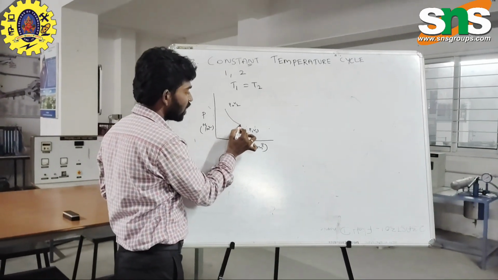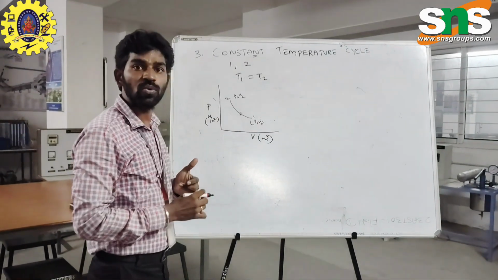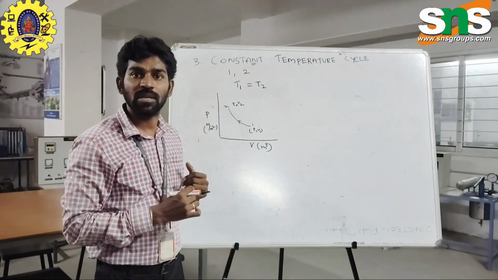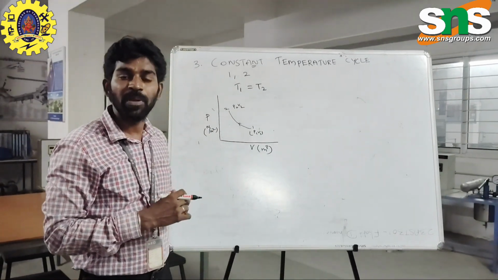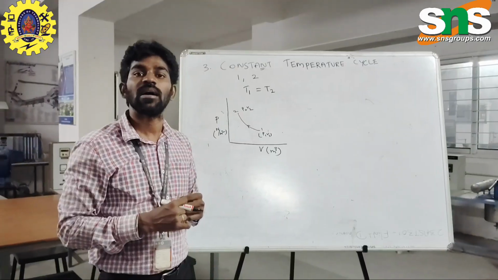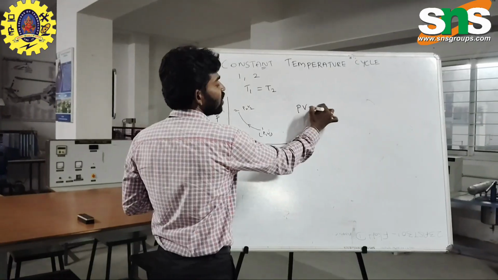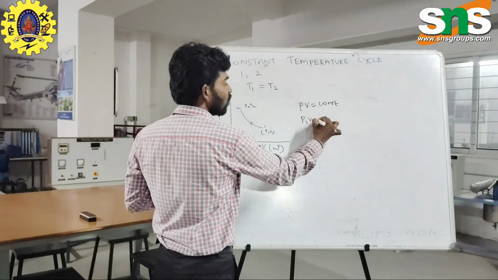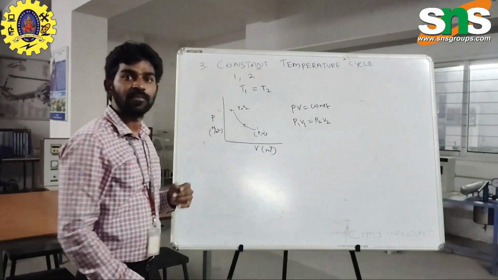The graph will be a type of curve indicated as process 1 to 2. So this is the constant temperature process. The PVT relationship for this constant temperature cycle is PV equals constant. Therefore, P1 V1 is equal to P2 V2.